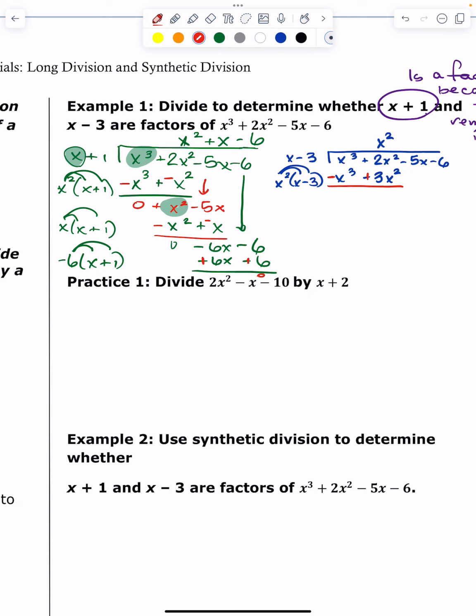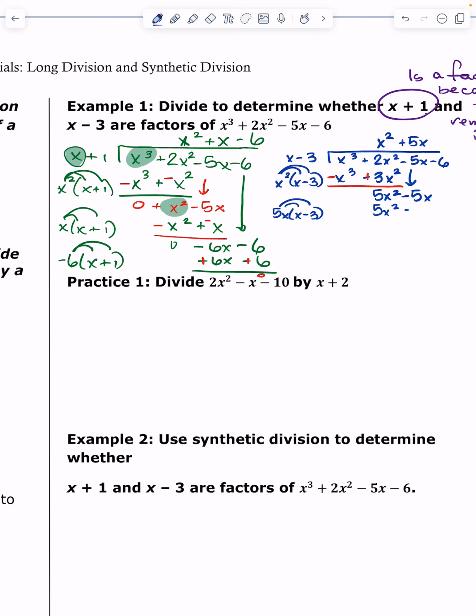I am going to add straight down. x to the third minus x to the third gives me a 0. 2x to the second plus 3x to the second gives me a 5x to the second. Minus 5x comes down. What do I multiply x by to make 5x squared? I am going to multiply by 5x. So that's a plus 5x right here. 5x times x gives me a 5x to the second. 5x times negative 3 gives me minus 15x.